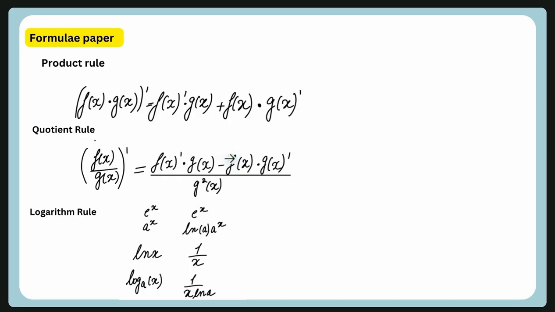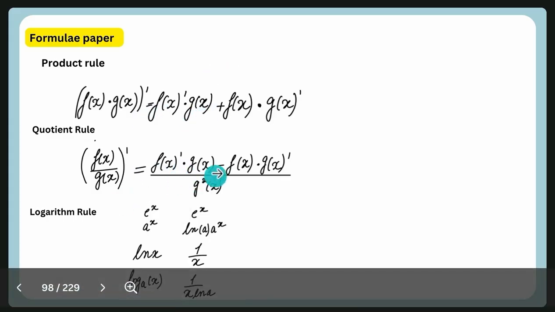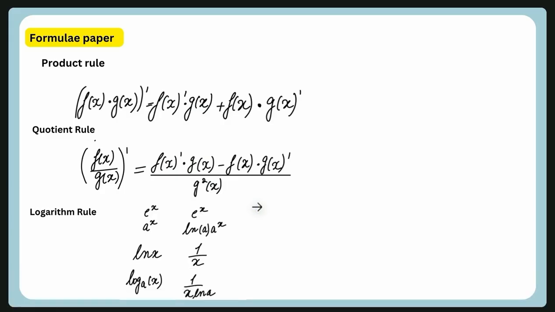The second rule is the quotient rule, and I'm going to be also explaining it in detail. So it is your f of x function derivative times your g of x without differentiation, minus f of x times your g of x derivative, divided by g squared of x. So then we have the logarithmic rule. The derivative of e to the x is e to the x, and the derivative of a to the x is a to the x ln a. Then we have ln x, whose derivative is 1 over x, and log base a of x, whose derivative is 1 over x ln a.